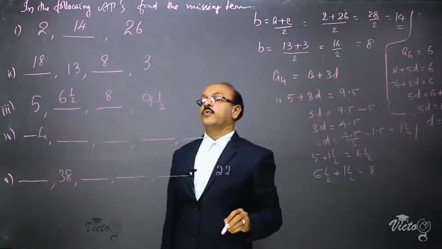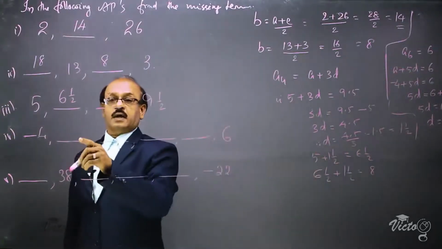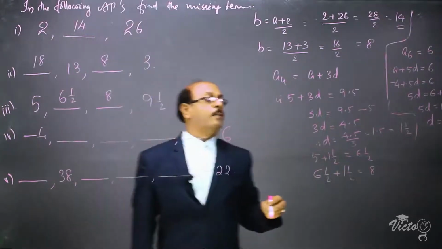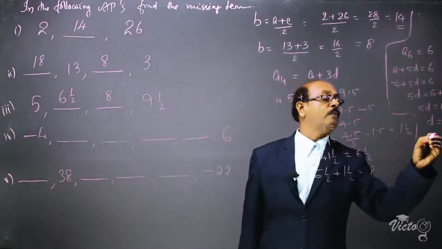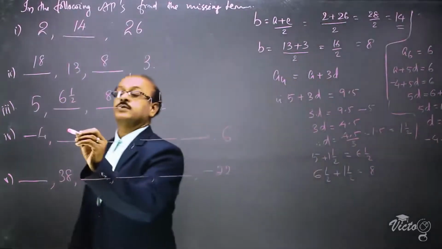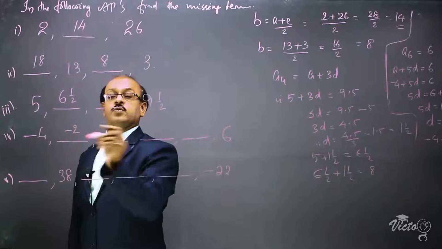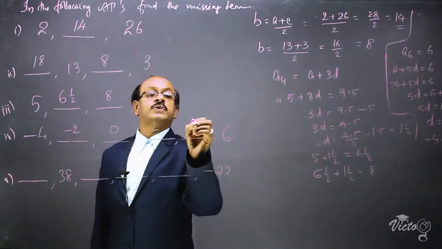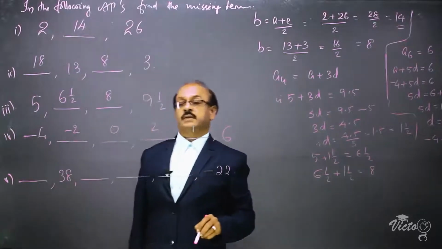Now we find the second term by adding the common difference D to the first term. Minus 4 plus 2 is equal to minus 2. Now minus 2 plus 2 is 0. Then 0 plus 2 is 2. 2 plus 2 is equal to 4. These are the missing terms.